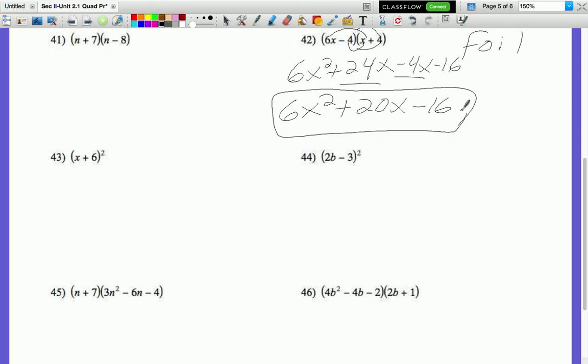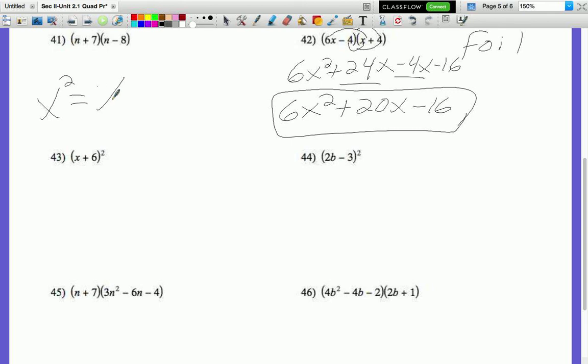Make sure the variable with the highest exponent goes first. Now, before we get down to our last couple problems that we are going to do, we need to look at examples like 43 and 44. With these ones, I like to reference back to x squared. What does x squared really look like?